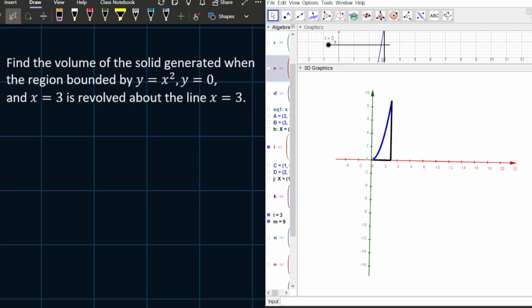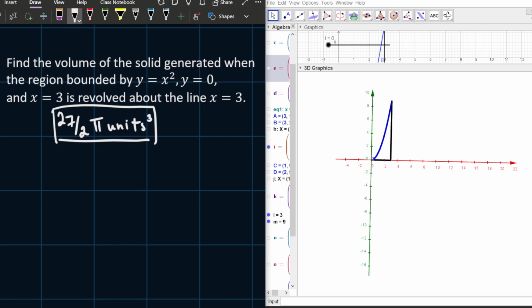Now, for our next example, find the volume of the solid generated when the region bounded by y equals x squared, y equals 0, and x equals 3 is revolved about the line x equals 3. Now, if you would recall, this is one of the examples that we discussed sa previous video kung saan sinolve natin to using disks. At ang nakuha nating sagot last time was 27 over 2 pi. So, let's now use cylindrical shells and check whether we still will get the same answer. Now, dapat ito yung sagot natin kasi same naman yung region na i-consider natin.